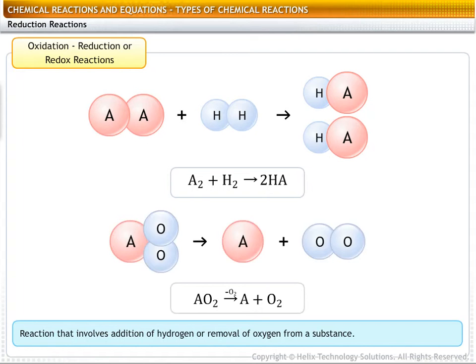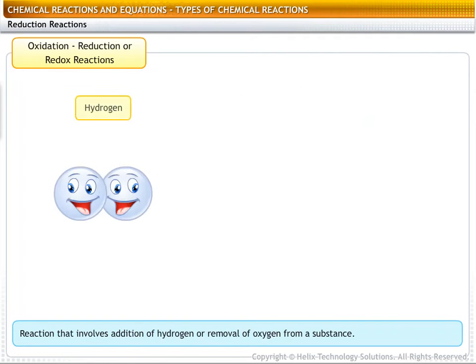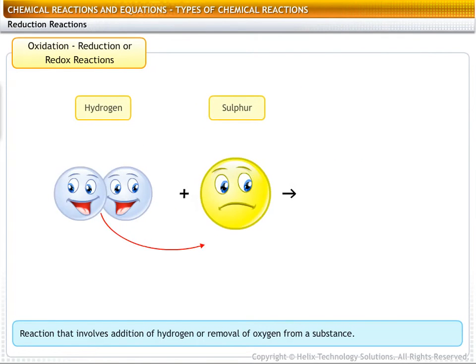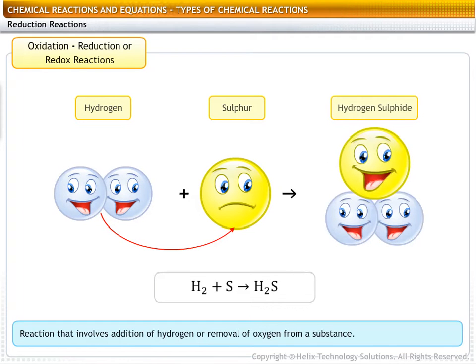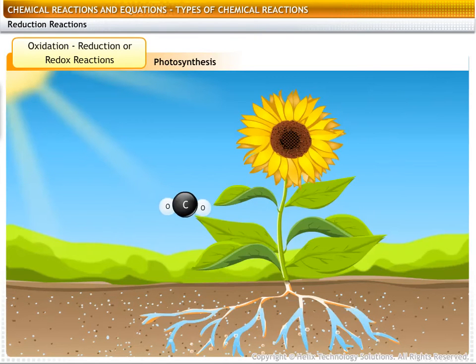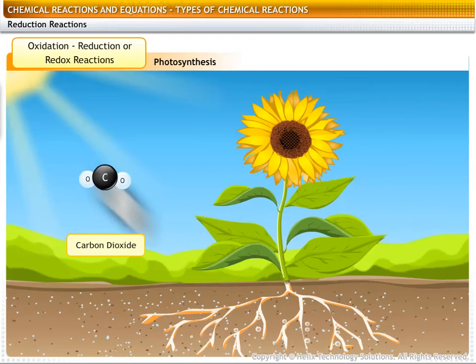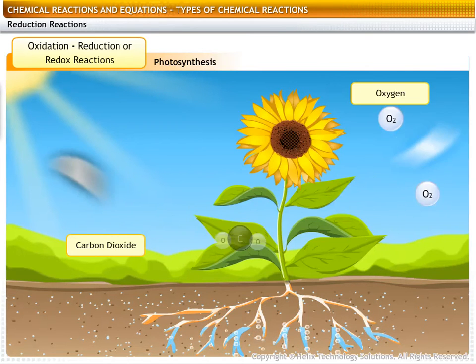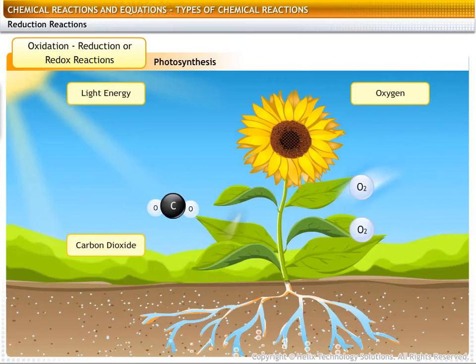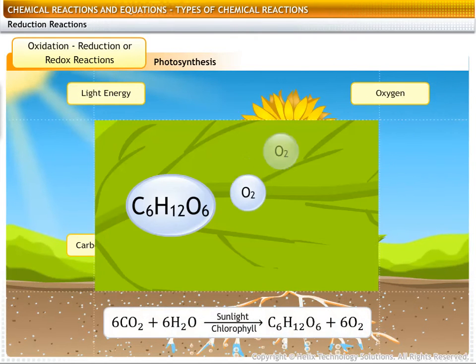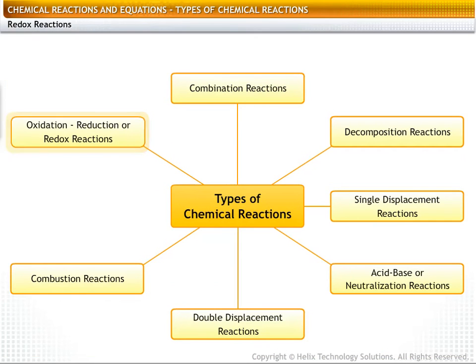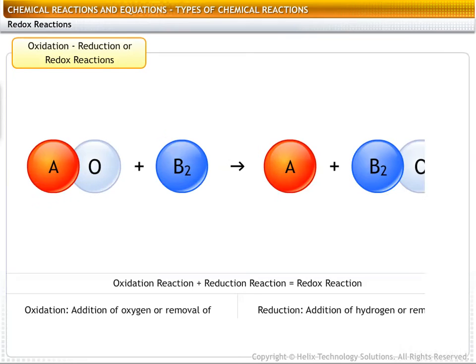For example, the formation of hydrogen sulfide involves a reduction reaction. In this reaction, when hydrogen is added to sulfur, sulfur gets reduced to hydrogen sulfide. Another example of a reduction reaction is photosynthesis. In plants, carbon dioxide and water are reduced to carbohydrates in the presence of light and the pigment chlorophyll. Oxidation and reduction reactions occurring together are known as redox reactions.